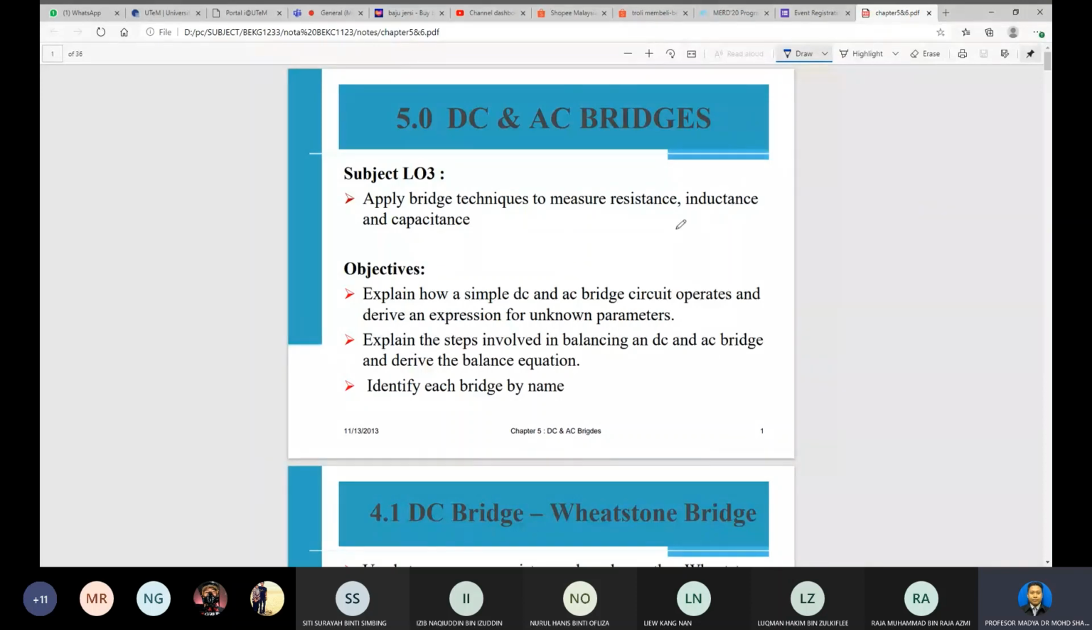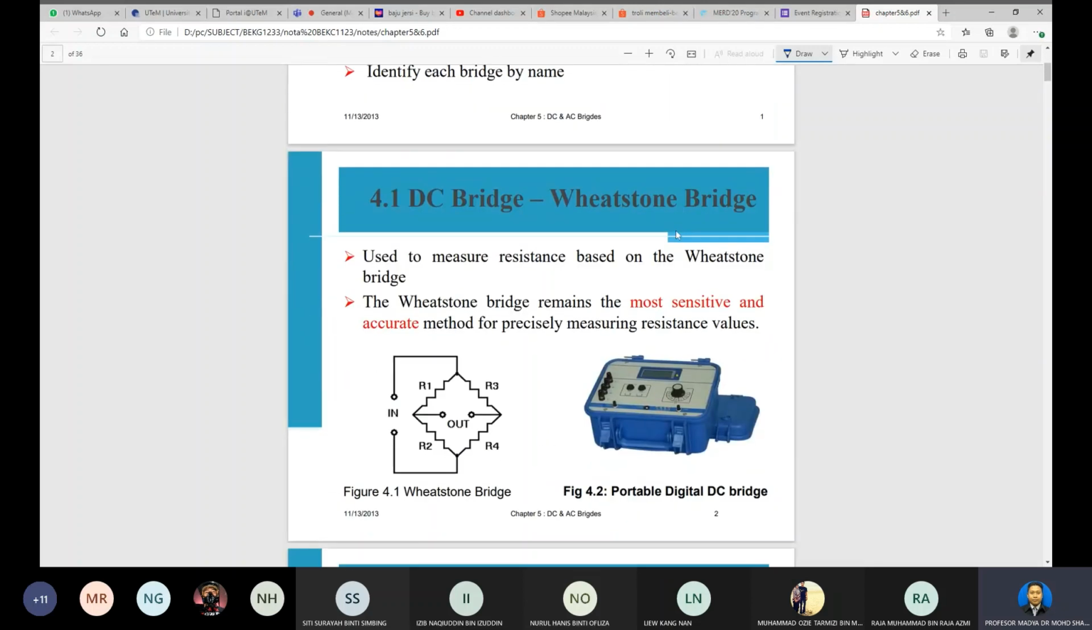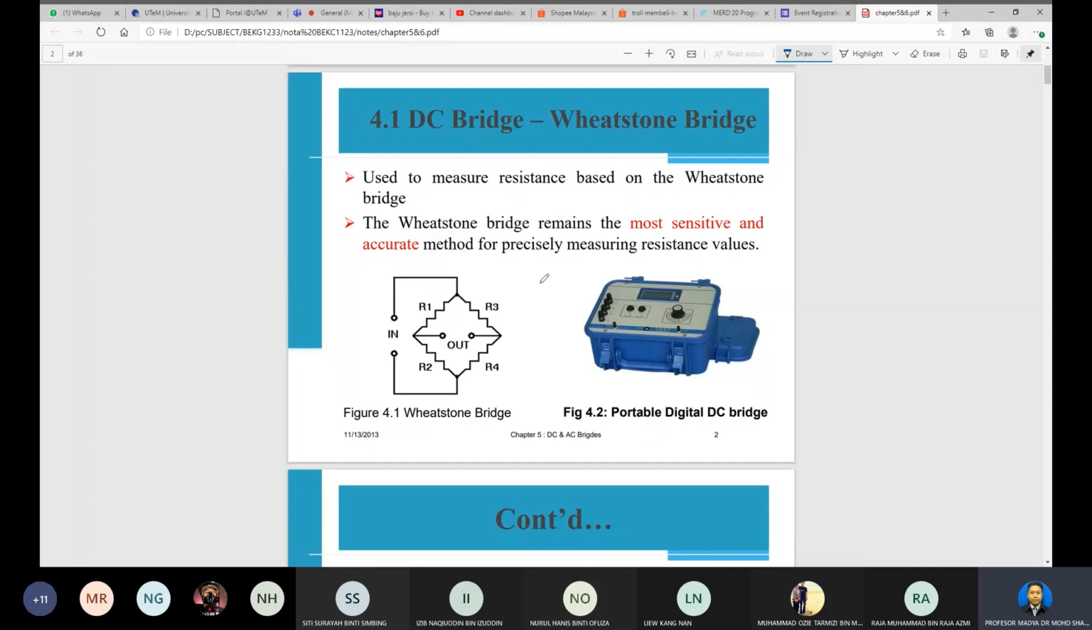For the DC bridge, we have two types. First, the Wheatstone bridge, and second, the Kelvin bridge. You can see this one, this is the Wheatstone bridge. Another one is the Kelvin bridge.